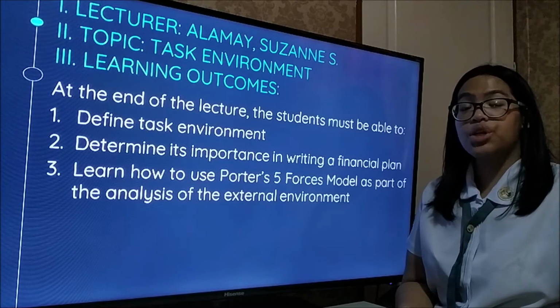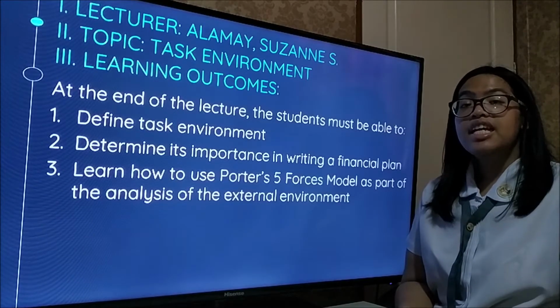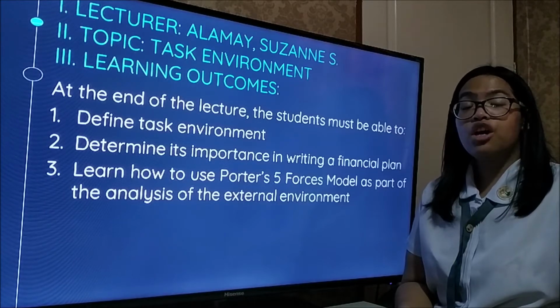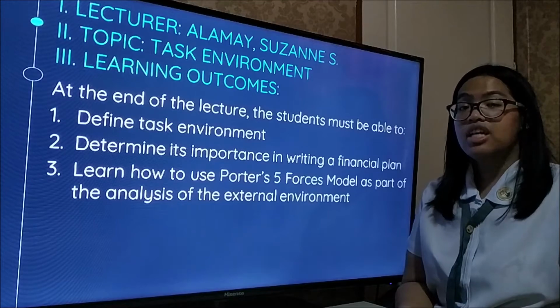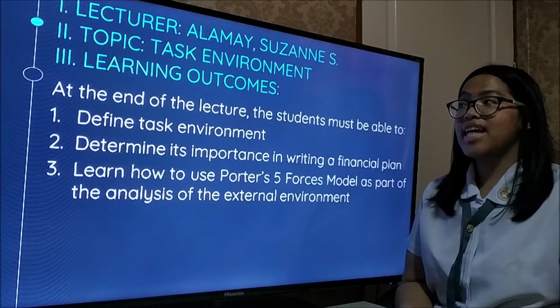Before I go on to my lecture, let's first have a brief recap on the previous lecture's topic, which is systems environment. It is the general observation of the government, telecommunication, transportation, and other systems that affect the entity. So this time around, I'm going to talk about the task environment.